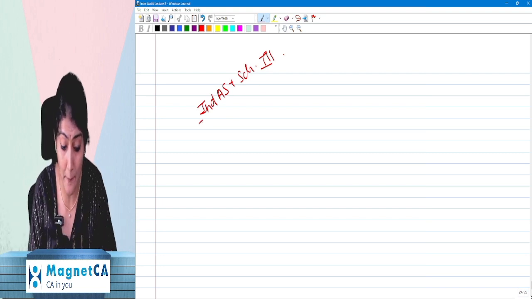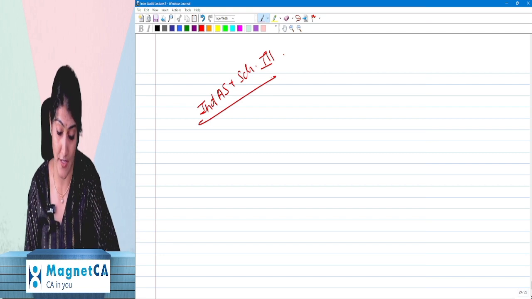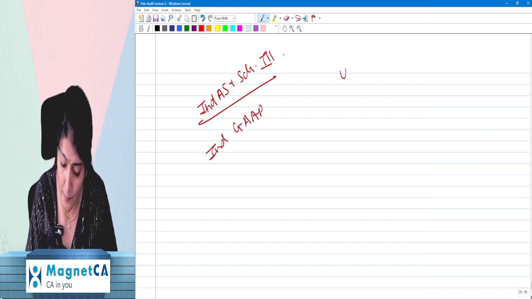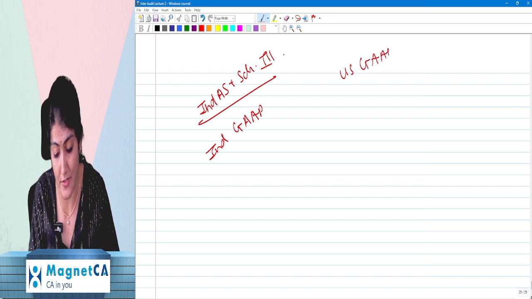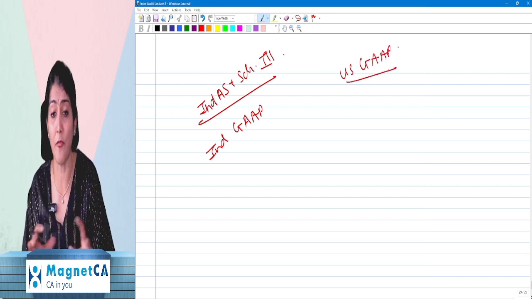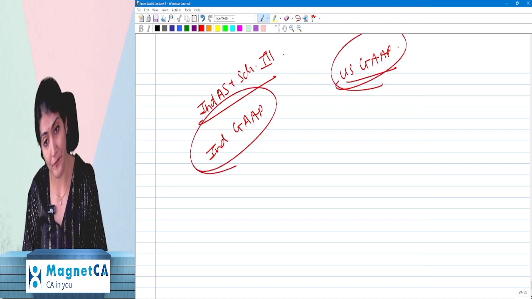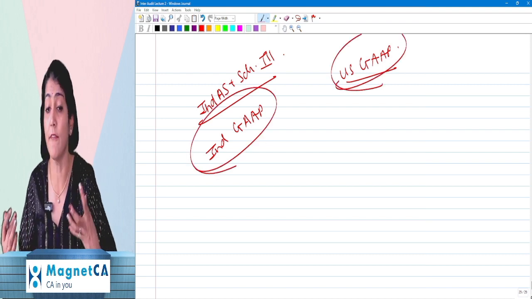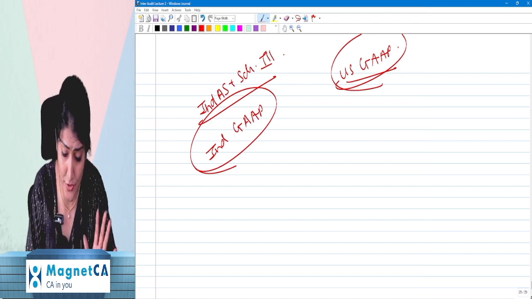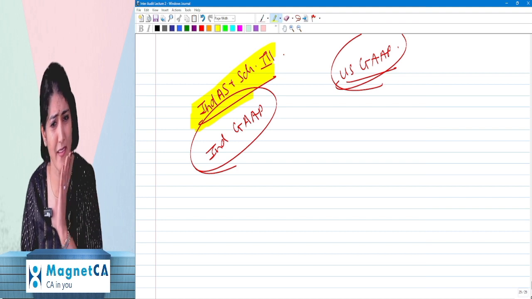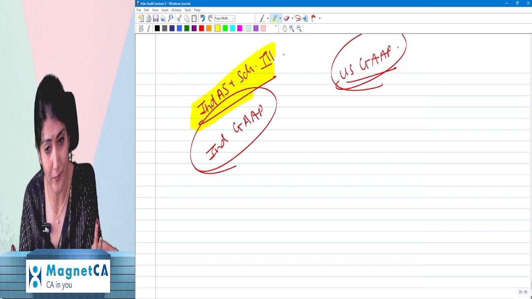Like, Indian companies which are listed on the US stock exchange prepare the Indian GAAP financial statements and they also prepare the US GAAP financial statements. Two sets of financial statements they prepare. Why? Because they have two applicable financial reporting frameworks. But generally, what is the normal scenario? Ind AS and Schedule 3, or if AS is applicable, AS and Schedule 3.